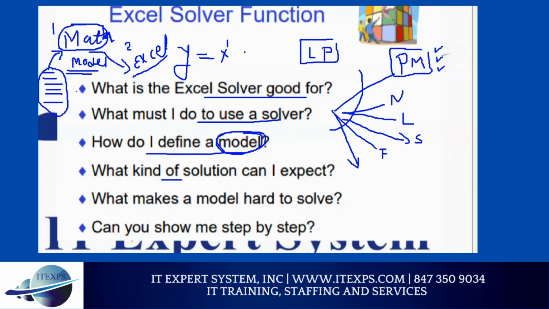What kind of solution can I expect, right? We talk about what makes a model hard to solve, because sometimes people don't get this model. In this model, you will have a changing set, something is changing. There will be a constraint, something you have to satisfy, and there will be an objective function. So from the English, you have to find out what is changing, what constraint I need to satisfy, and what my objective function is. So sometimes it is hard.